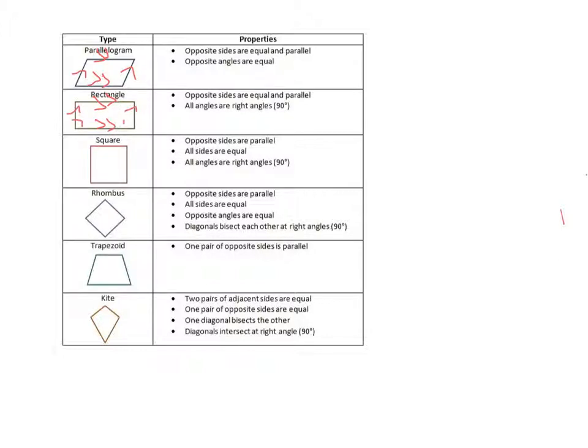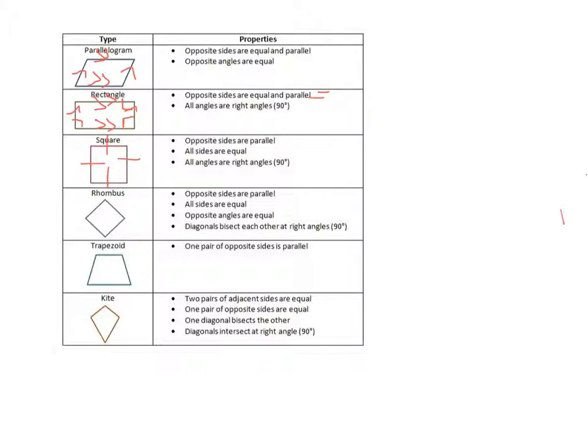Rectangles have the same properties, so two pairs of parallel sides, but one additional property: all angles are equal, and that means they're equal to 90 degrees. So a rectangle has two pairs of parallel sides and all angles equal to 90 degrees. A square is almost the same, except unlike a rectangle, all four sides in a square must be equal.